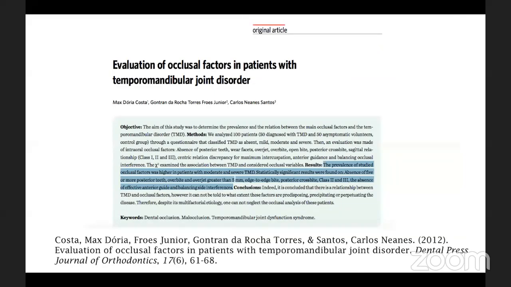Again, another paper will show you that the prevalence of studied occlusal factors was higher in patients with moderate and severe TMD. Statistically significant results were found for absence of 5 or more posterior teeth, that is, if the teeth were missing, overbite and overjet greater than 5 millimeters, edge-to-edge bite, or absence of effective anterior guidance on the balancing side interferences. So these are some of the other occlusal or dentoalveolar factors which may be associated with a temporomandibular joint disorder.